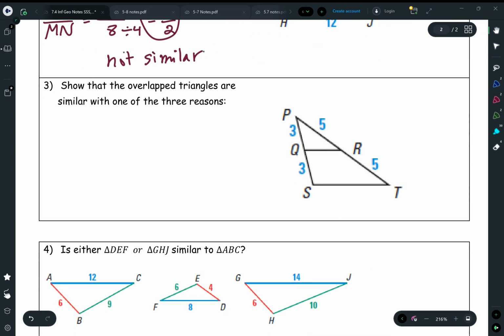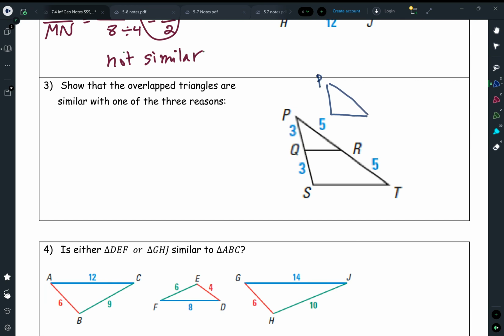Let's look at 3. It says show that the overlap triangles are similar with one of the 3 reasons. It always helps on these ones to rewrite those triangles separated. So I have a triangle here that's PQR, and then I have a bigger triangle that is PST. And so I can see that I've got some sides, right?